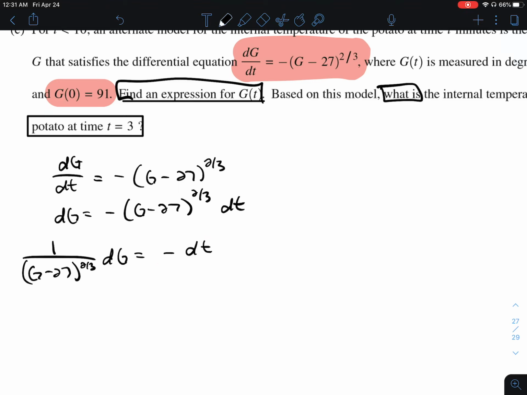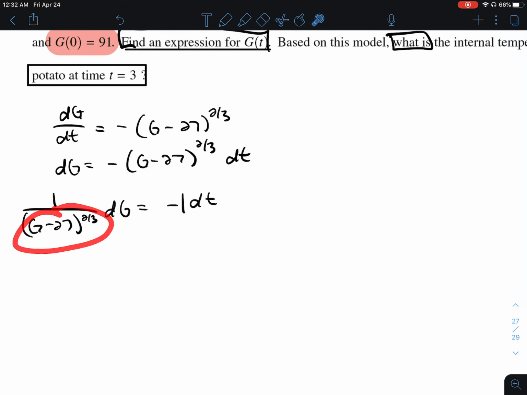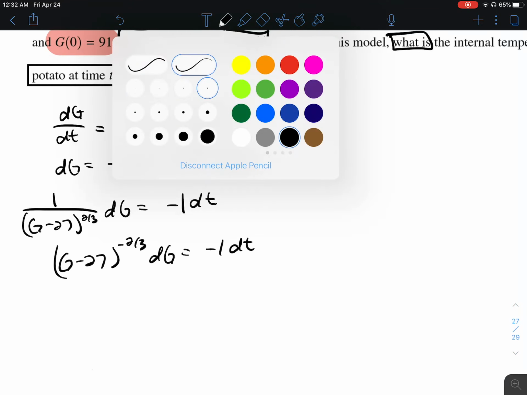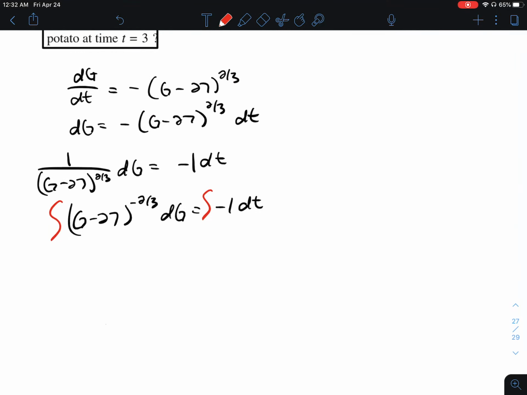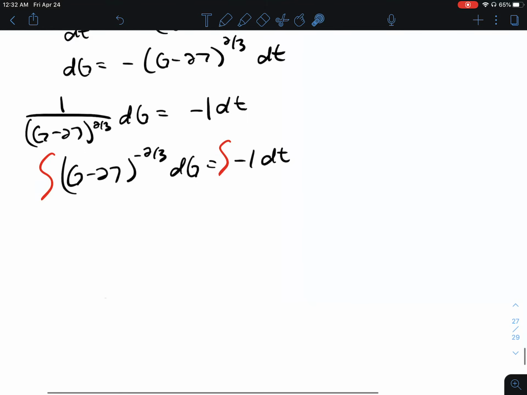Some folks don't like to have this negative dt, or rather have a 1 there. If that's you, then you can do that. I'm going to rewrite this so that it's not a fraction. I'm going to write it to the negative 2/3. And then I'm going to integrate both sides. Now, something that I haven't mentioned before, because once again, I thought we had to do all this work, there's some things that we can cut out. Let's do the right side first. If we integrate this, we're going to get negative t plus the arbitrary constant.